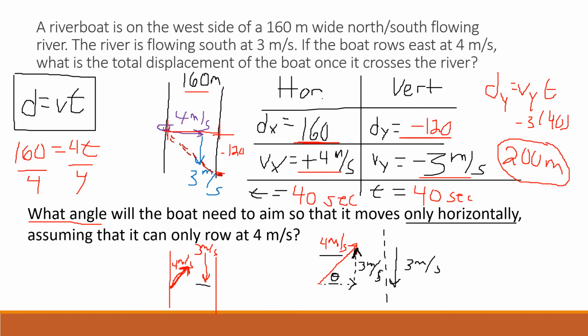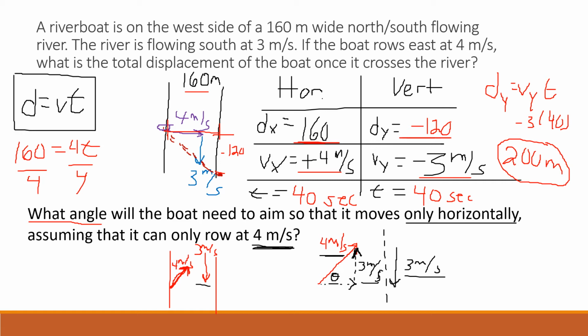We know that the total speed is 4. That's what it says. It can only row at 4 meters per second. So that's the total speed. That's the hypotenuse of the triangle. And I know that the vertical leg of the triangle must be 3 so that it can cancel out the 3 from the river speed. Okay? So I could solve for this missing side using the Pythagorean theorem. Don't say it's 1. It's not 1.